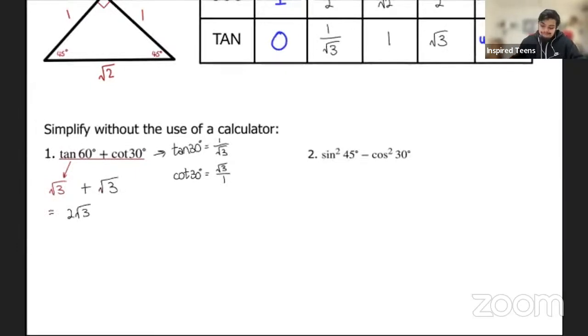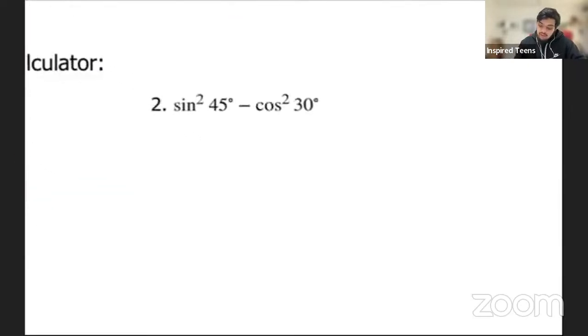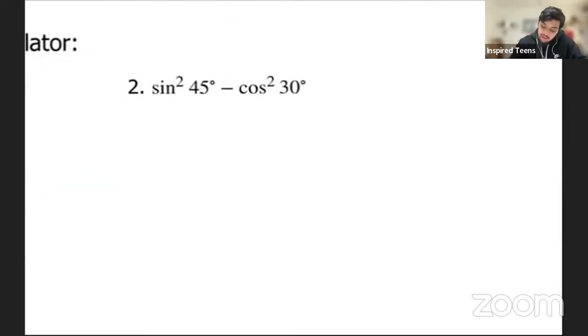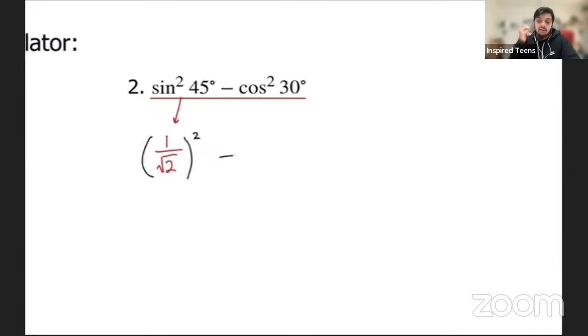Okay, let's have a look at this. Don't be afraid of these squares. The way you solve with these squares is you simply get the value of, for example, sine 45, and then you square the entire thing. So sine 45 has a value of 1 over root 2, and you square it. Whatever the value of cos 45 is, you square that value.